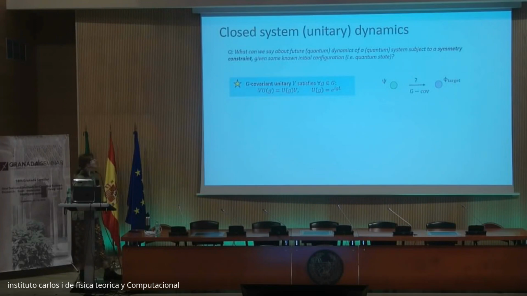And so let's start with unitary dynamics, closed system dynamics. How do we describe a symmetry constraint in this context? We say that a unitary implementing some dynamics is G covariant with respect to the symmetry group G if it commutes with the group action. So you might have some representation of your group, and each of the group elements has to commute with your unitary. For continuous groups, Lie groups, this group representation is generated by some observable.